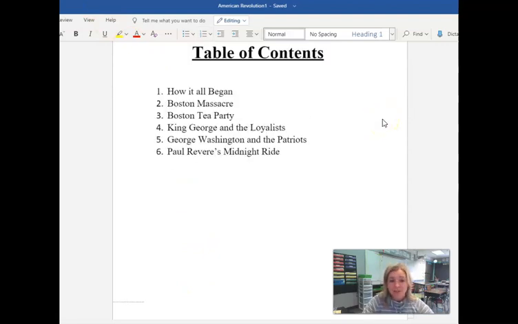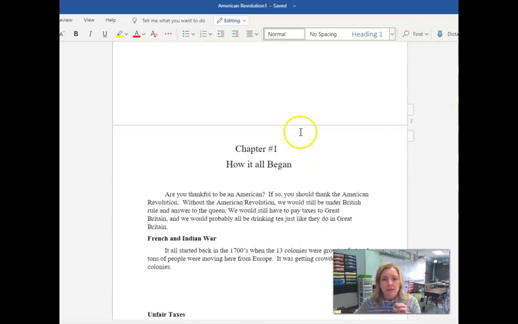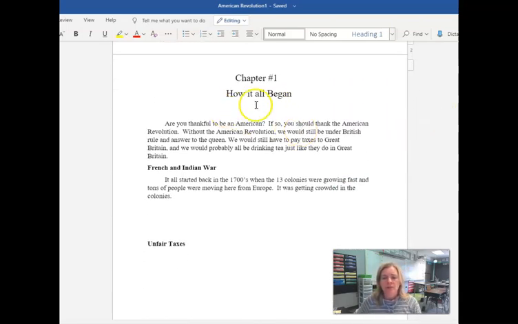So each of these chapters needs to have an introduction and a conclusion. So it's like you're writing a lot of small articles and then putting them all together. And you always have to have an introduction and an ending for each chapter. So right now, of course, we're focusing on introductions. And here's the introduction that I wrote for how it all began. And I chose asking a question for this introduction.